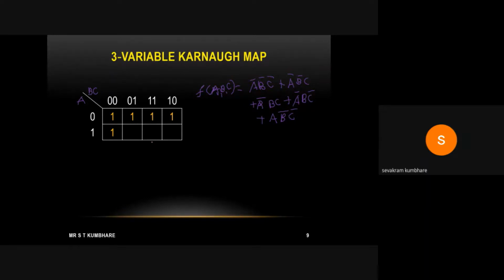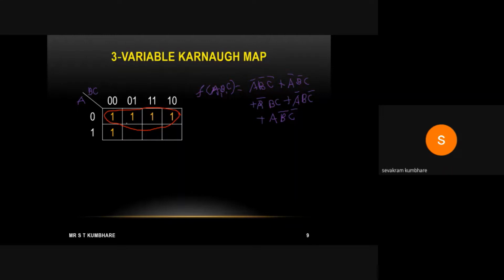Now I have to look for 4 cell clubbing. So can I club 4 cells which has adjacent minterms? Yes. Now if you observe, these 4 cells have adjacent minterms, right? From here to here. Is it correct? Yes, sir. So these 4 cells. Now I cannot club this because this is out of these 4 adjacent cells. So I can club these 4 cells.